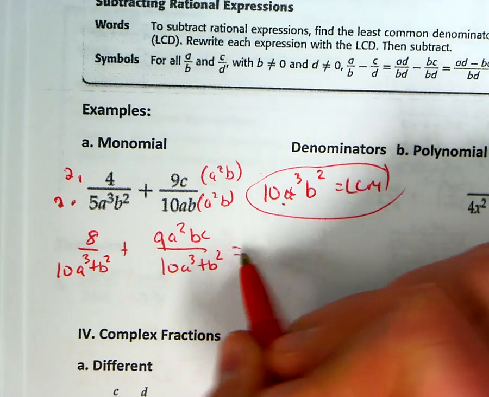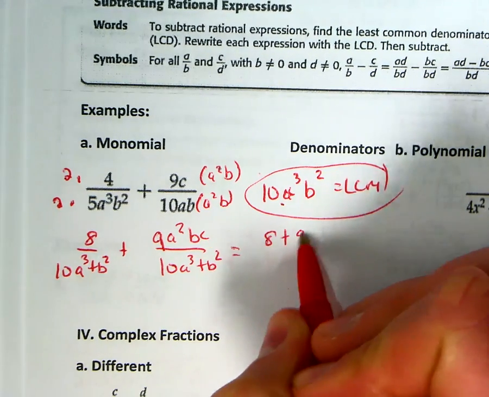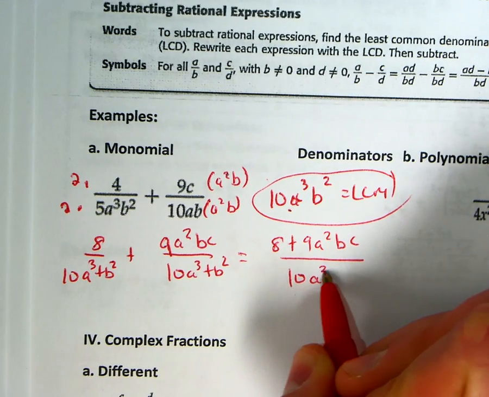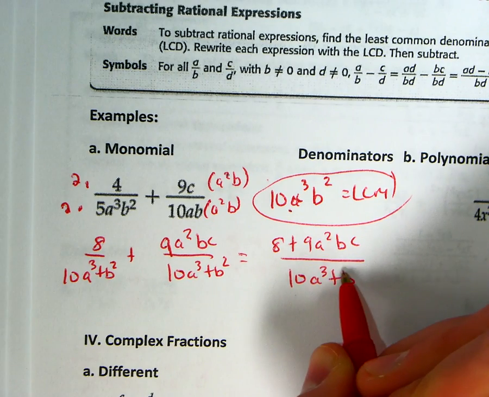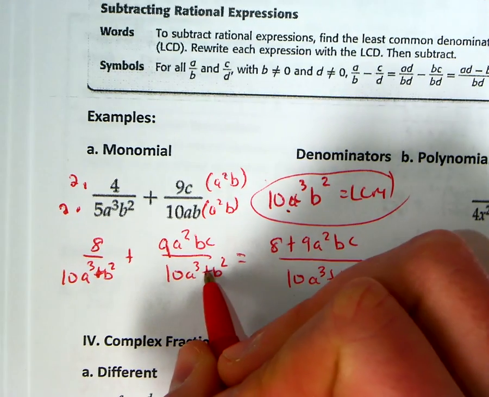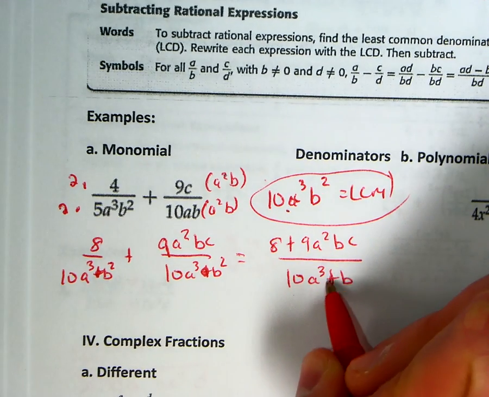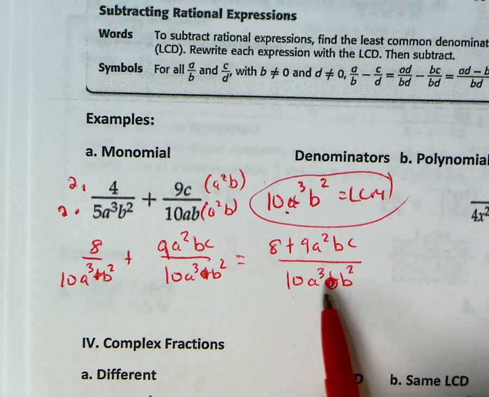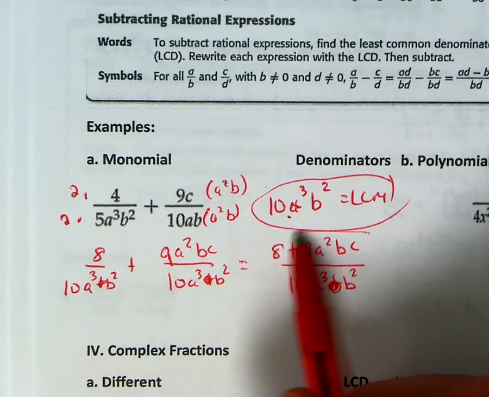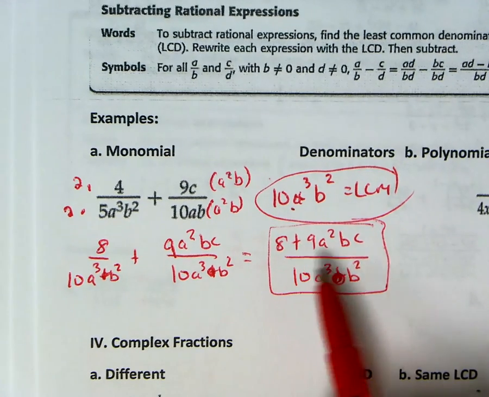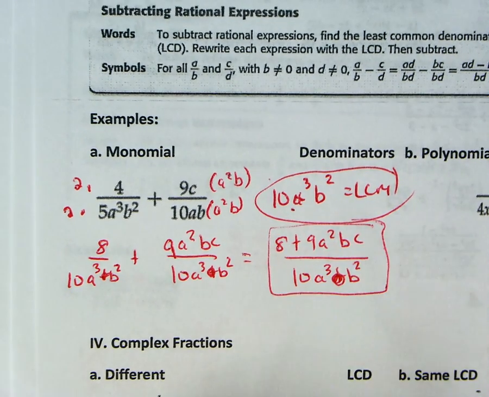And now you can just add. So we have 8 plus 9a squared bc all over 10a to the third a to the third. Oh, there's no plus here. There we go. Times b squared. Yep, there should not be a plus right there. It should just be 10 times a to the third times b squared. And that's what you can do there. Now, if you broke these up, you could simplify this, but this is where I need you to be.